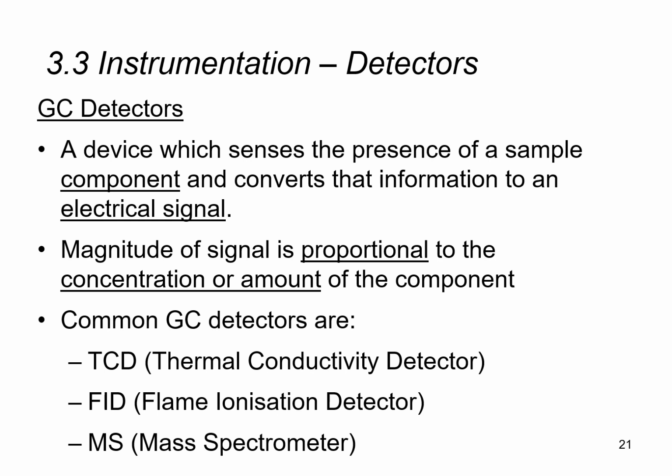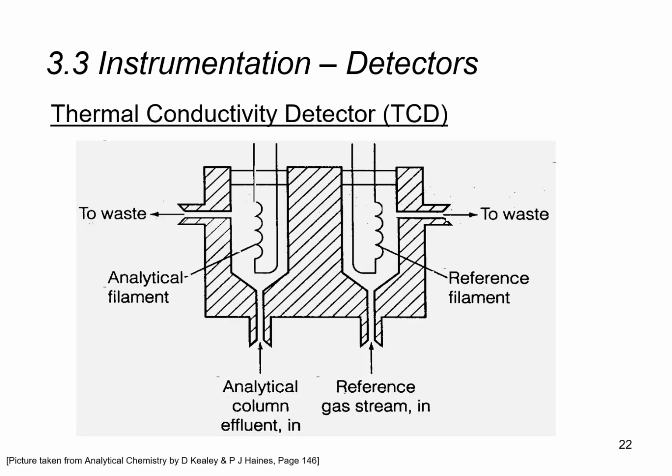So we're going to discuss briefly three common types of GC detectors. The first is a thermal conductivity detector, the second is a flame ionization detector, and the third is a mass spectrometer. As we begin our discussion on detectors, I would like you to pay attention to two things. The first is, for each detector, be roughly able to describe how it works, and to also pay attention to some of the advantages or disadvantages of each of these detectors.